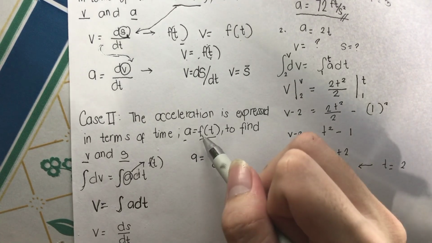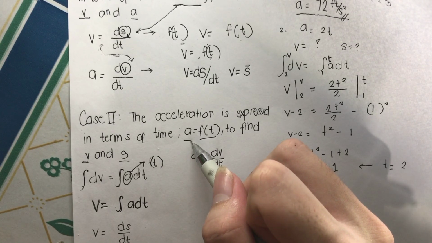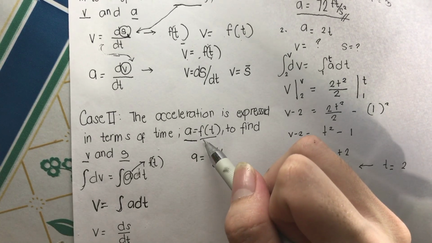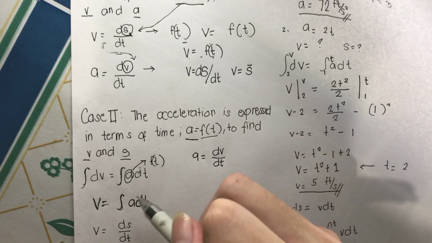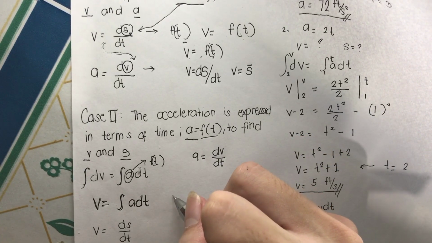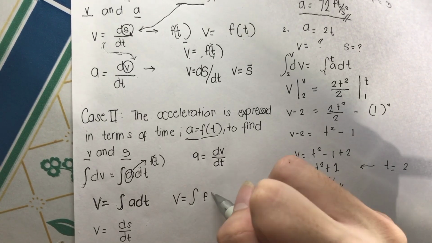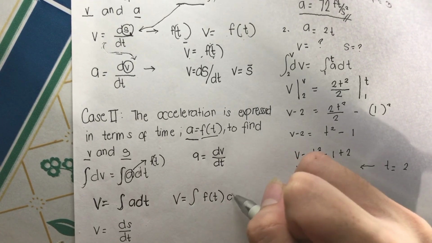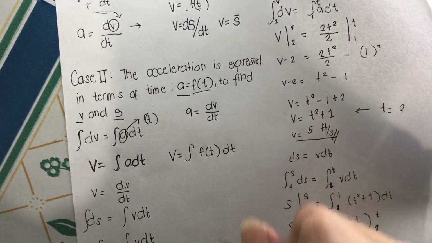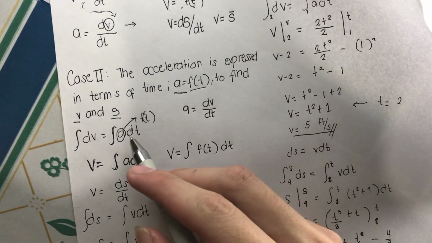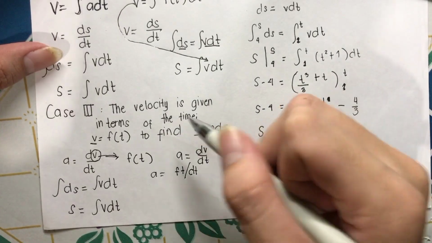So we were given acceleration equals a function of time, so we must input the acceleration function of time, and we are going to get this. And the last, to get the displacement, case number 3.